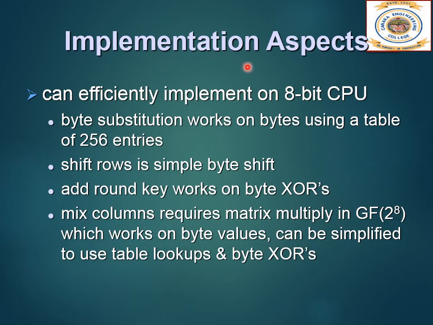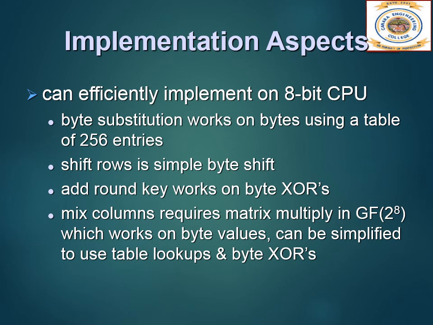Now let us check the implementation aspects of AES. It can be efficiently implemented on 8-bit processors, typical for smart cards, and on 32-bit processors, typical for PCs. AES can be implemented very efficiently on an 8-bit processor. Add round key is a byte-wise XOR operation. Shift rows is a simple byte shifting operation. Substitute bytes operates at the byte level and only requires a table of 256 bytes.